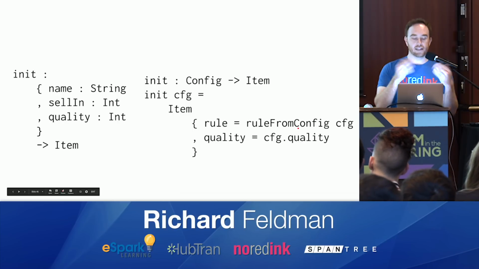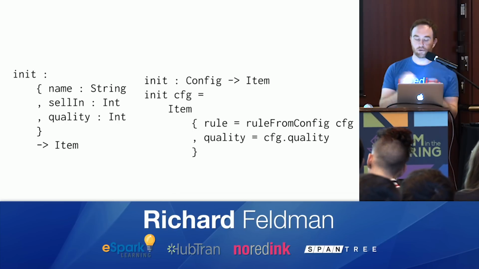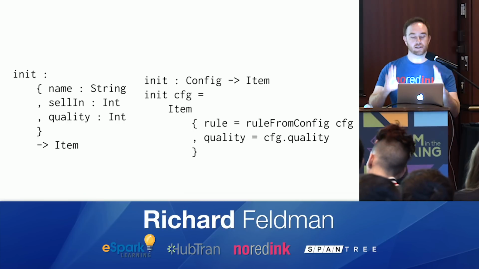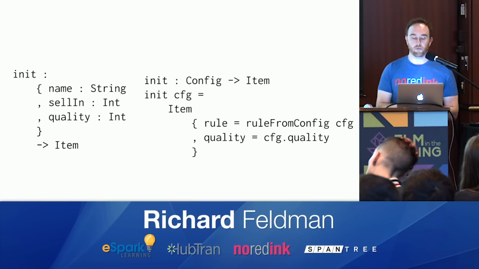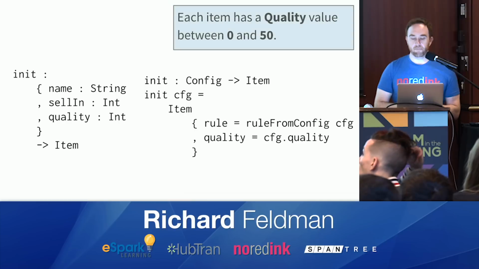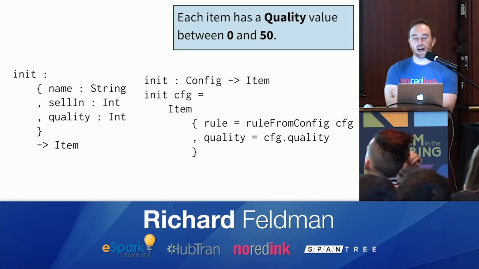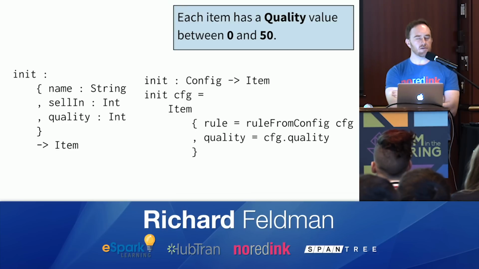So we've got an init function that takes this config that's API compatible with what we were doing before, but it actually constructs an item internally, and that's what we end up with. Great. Okay, what about this rule though? Each item has a quality value between 0 and 50. Are we maintaining this right now?